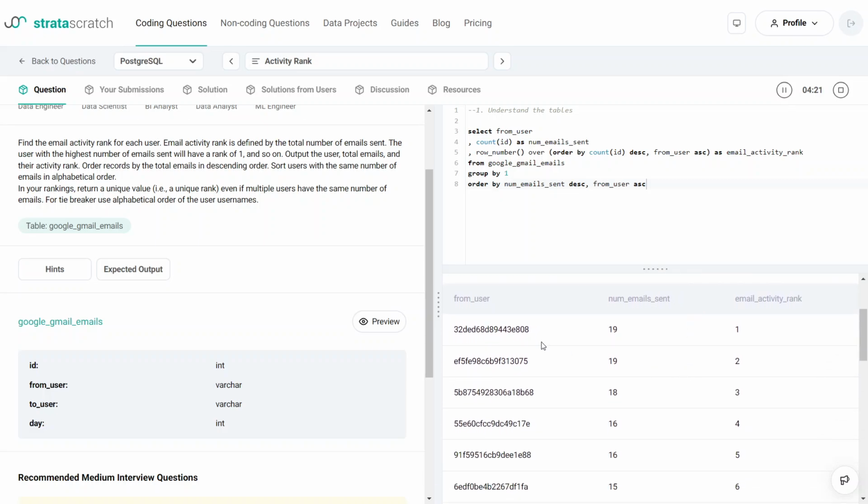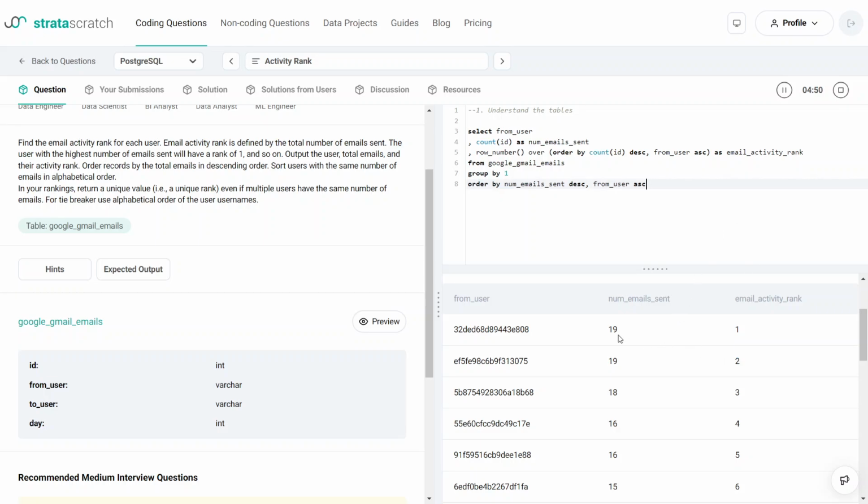And if we look, it's got the user ID, I guess, and the number of emails. So this guy sent 19 emails, which is the largest, and he has the rank 1. That being said, this person also sent 19 emails, but because E occurs after a number, it's given rank 2. And that's what they're asking for.